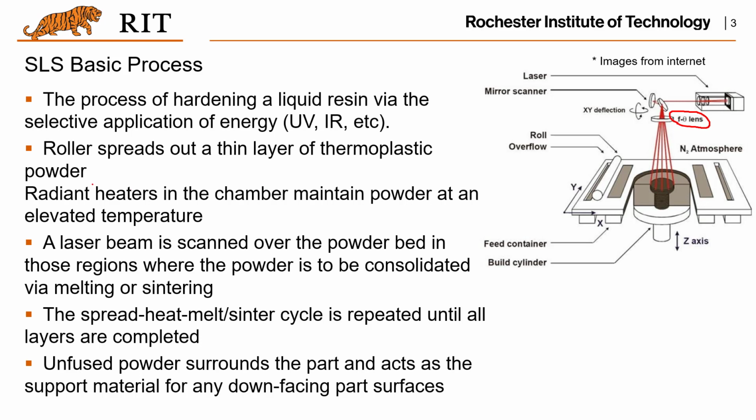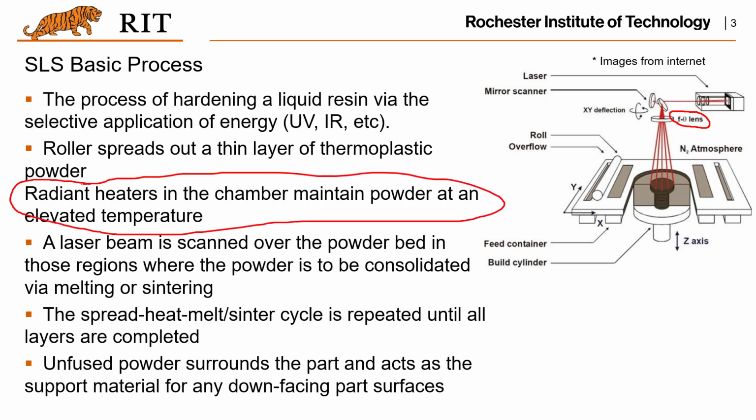Another important point here is this. There will be a radiant heater in the chamber of the machine that will maintain the powder at an elevated temperature. Usually the temperature is about 10 Celsius below its melting point. This higher temperature of the powder bed will first increase the laser scanning speed, because the laser does not need to heat the powder too much, since it's only about 10 degrees lower than the melting point.